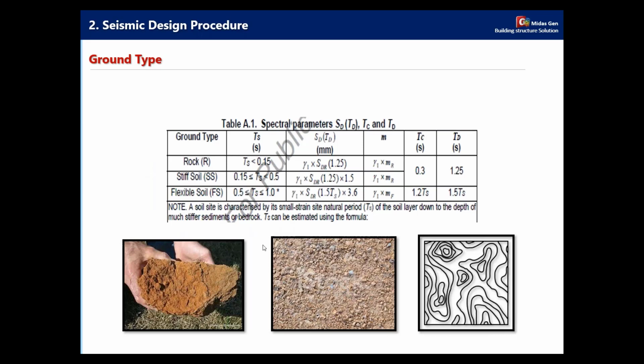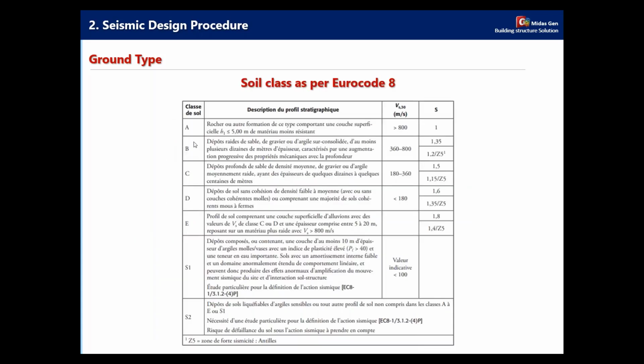Whenever we do any construction, we have to analyze the ground. Even in seismic design, we need to check different parameters for the ground, whether it's rock, stiff soil or flexible soil, and different periods according to the soil class that we are going to see here. We have different classes of soil as per Eurocode 8: class A, B, C, D, E, S1 and S2.